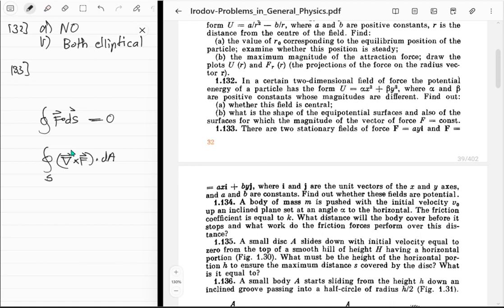That's the only proper way of checking whether or not this field is conservative. And I don't know what we mean when we say fields are potential. What does it even mean? Fields are conservative, I understand that, but fields are potential? Okay, I just want to prove that maybe these are not potential.